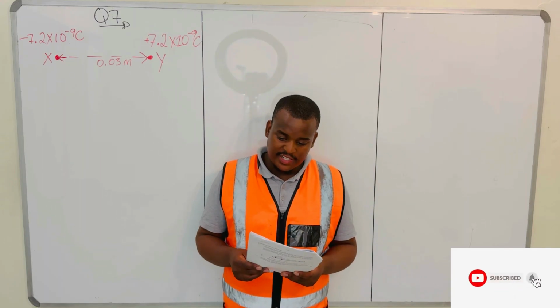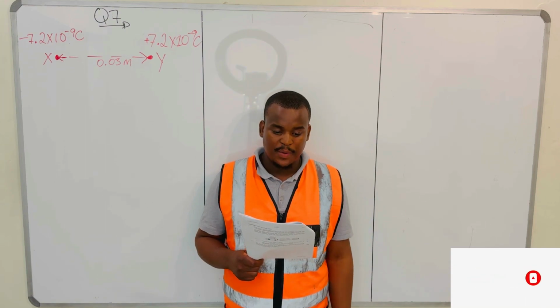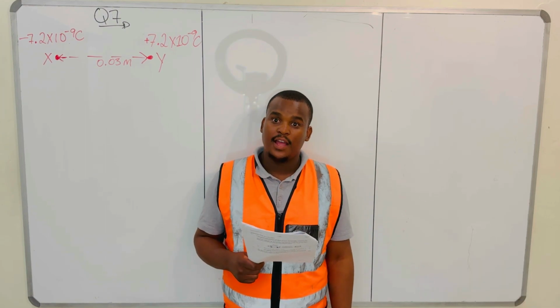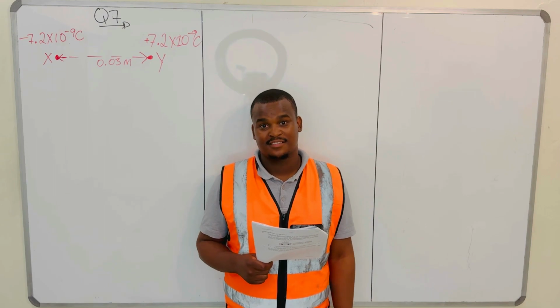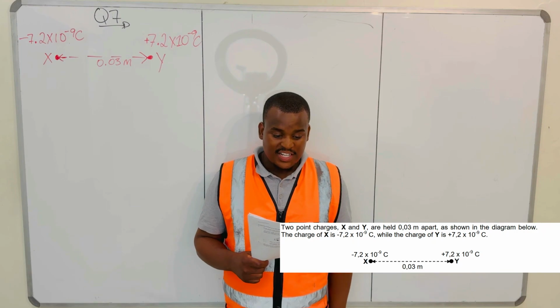So in this video, I'll be doing question 7 of May, June 2023, question paper physical science, paper 1. The topic is electrostatics, right? So let's go. Question 7 reads as follows.